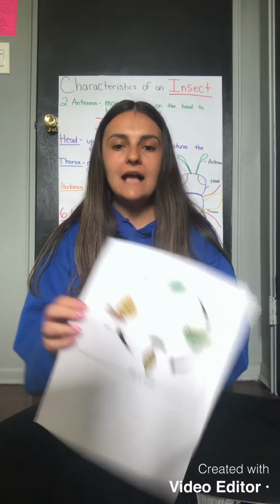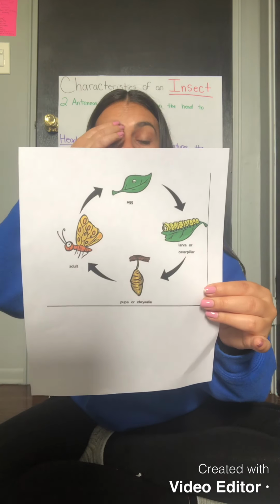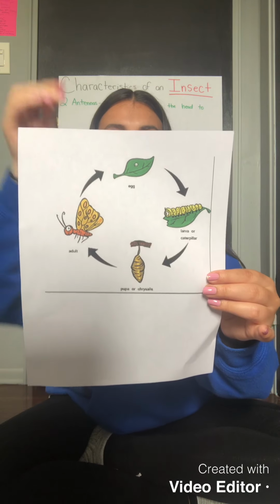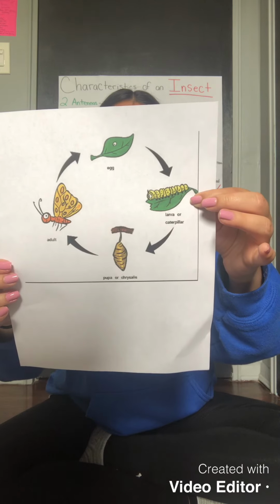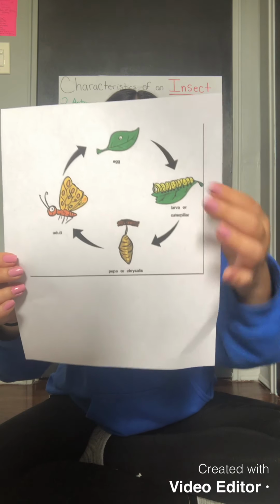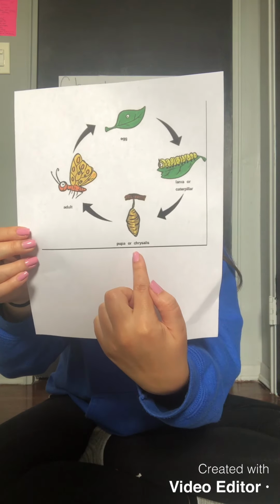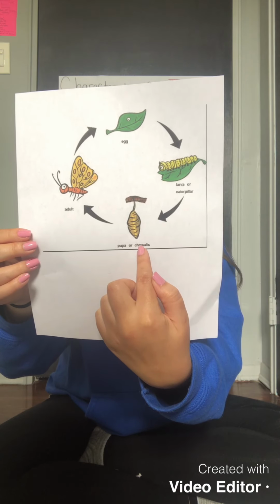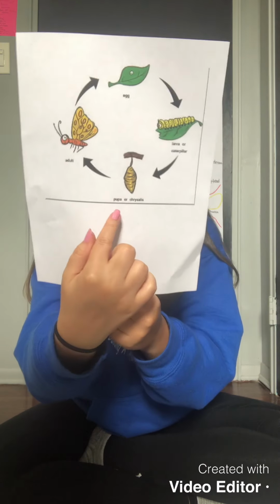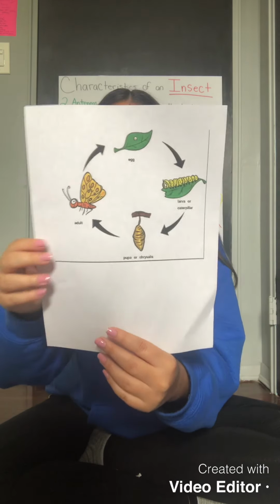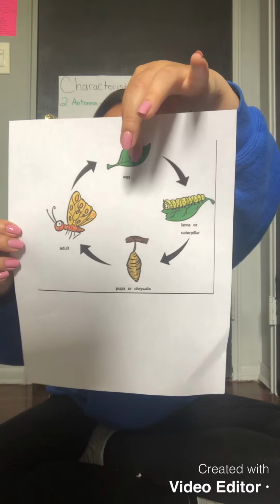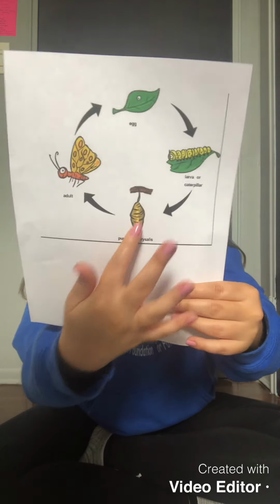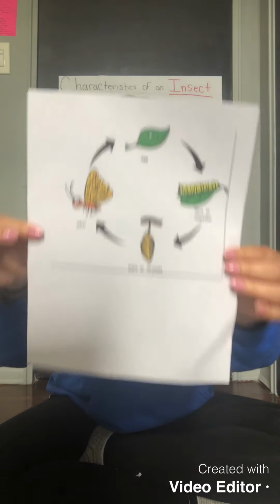So let's go back to the butterfly life cycle. It started off as an egg. It changed into a larva, also known as a caterpillar. Then it became a pupa, which is like a cocoon, and then it became a butterfly. So I'm going to look at this and count the stages. There's 1, 2, 3, 4. 4 stages in the butterfly life cycle.